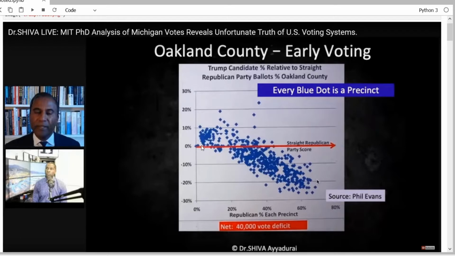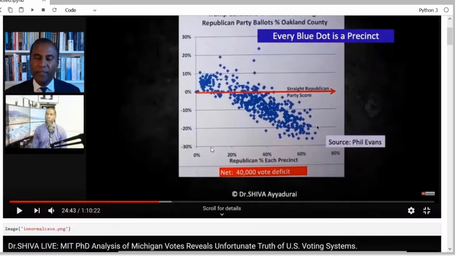If you have a correlation with a slope of 1, you're going to see dots moving in a horizontal direction. So what we're seeing here is a correlation between the people who voted for Trump and the people who voted for the Republican Party. And the correlation has a slope of less than 1. And Dr. Shiva Ayadurai says that that means that there was election fraud because that is not what this is supposed to look like.